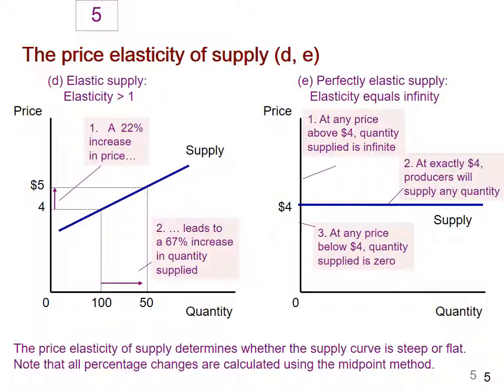Now keep in mind that this curve in panel E and the vertical straight line curve are just the extreme cases. Usually elasticities exhibit a behavior between those two extremes. So either supply is fairly inelastic and the curve is fairly steep, or the supply is elastic and the curve is flatter, like in panel D.